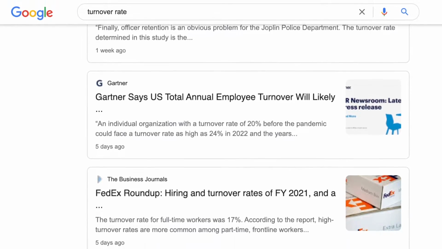We're hearing all about turnover now that we're living through the great reshuffling. Millions and millions of people are leaving their jobs to find more fulfilling opportunities.